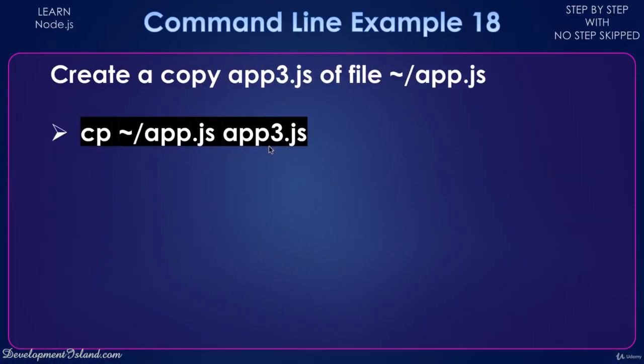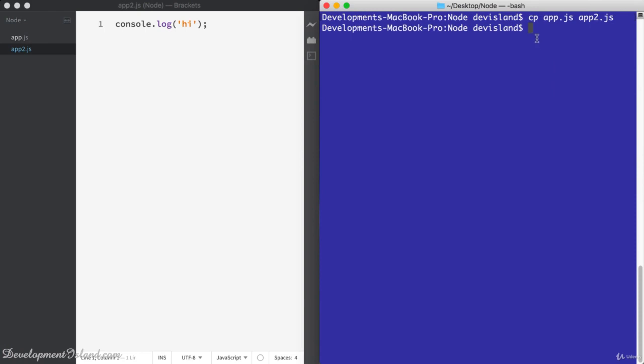Now you can also use a full path of a file if you want to create a copy. So let's say that you've got a file of app.js inside the root directory. You can create a copy of that file inside your current directory. So let's try that. So let's go to the root directory and let's create a file app.js.